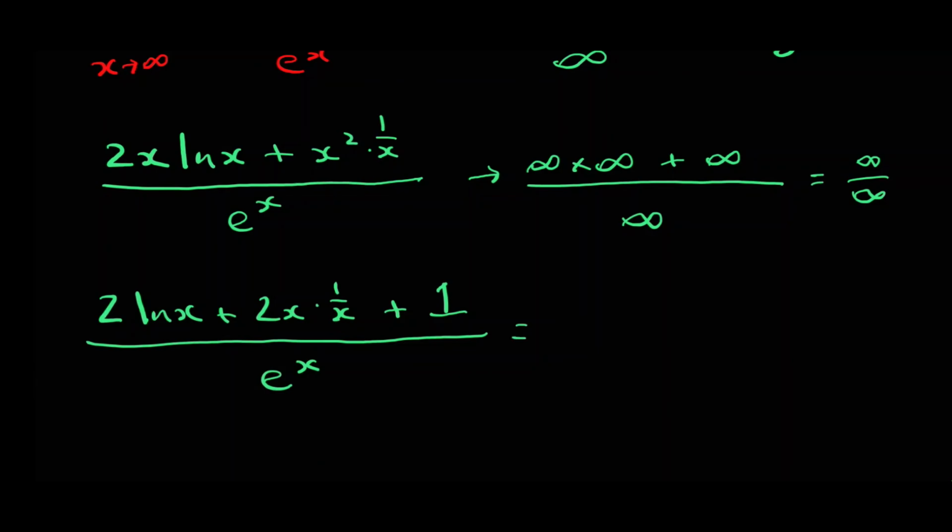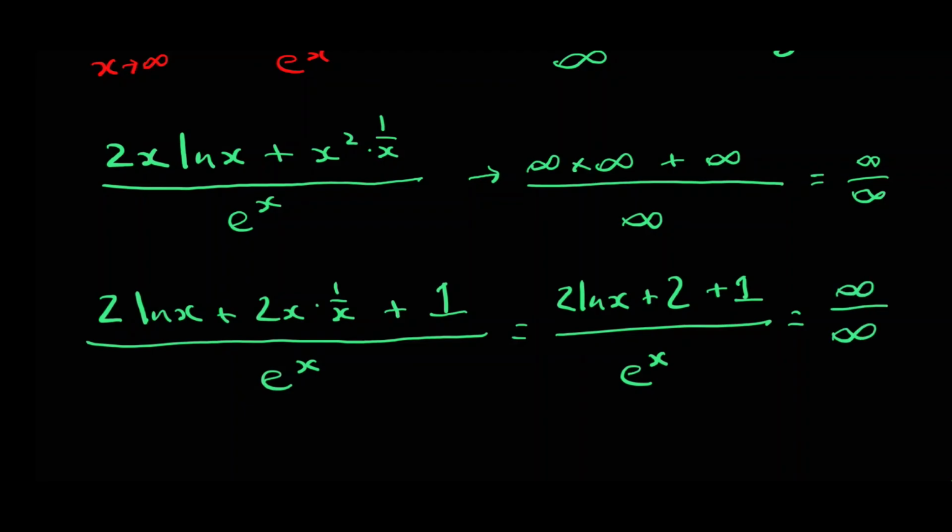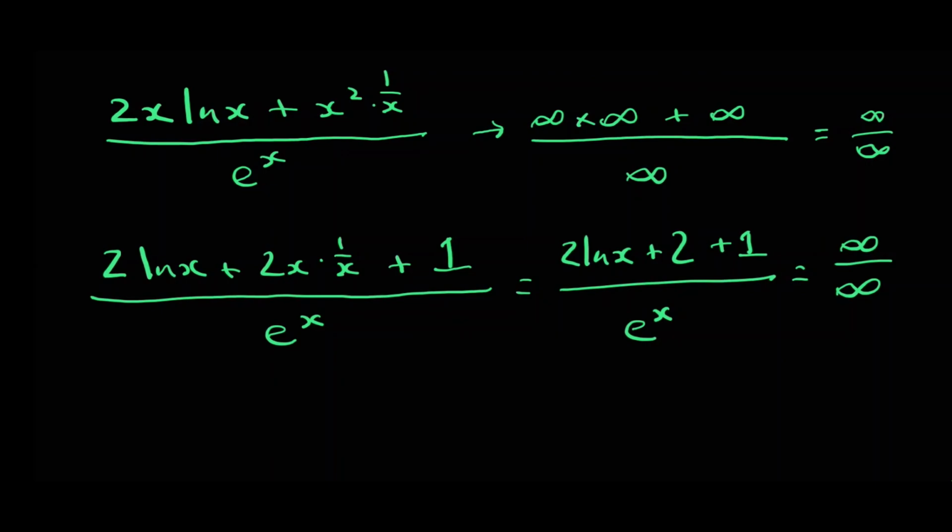So let's simplify that first. We're going to have 2 ln x plus 2, because 2x times 1 on x is 2, plus 1, over e to the power of x. And if we sub in infinity again, we're going to get basically infinity plus 3 over infinity, which is just infinity over infinity again. But we can see that we're making progress, so let's apply L'Hopital's rule again.